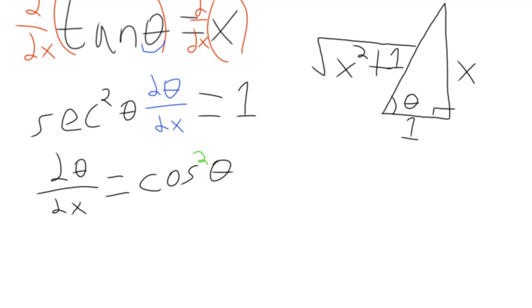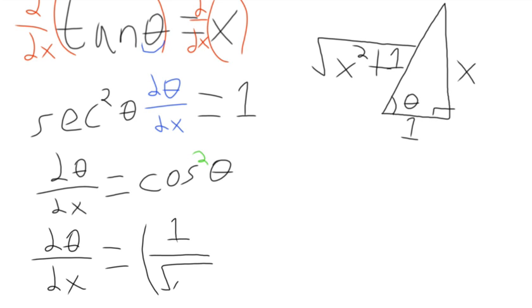And we need to find cosine of theta. In fact, we need to find cosine squared of theta, but let's find cosine first, and then we'll worry about squaring it. So we know that d theta dx is equal to cosine squared theta. Well, here's our angle theta. So cosine is adjacent over hypotenuse. But don't forget, we still have to square this.